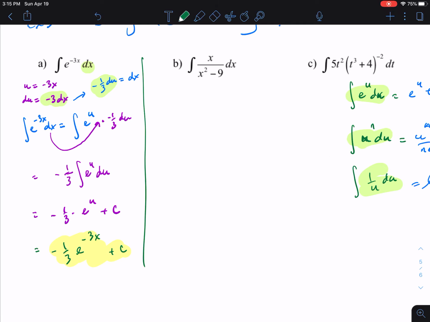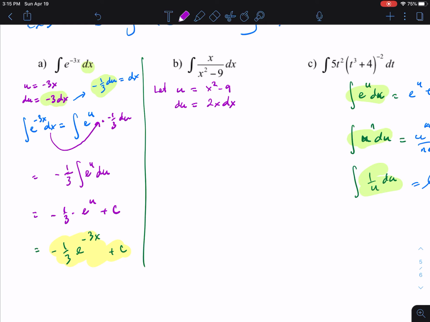So let's identify what our u function would be. I'm going to go ahead and just let u be x squared minus 9. Then our du differential is going to be 2x dx.